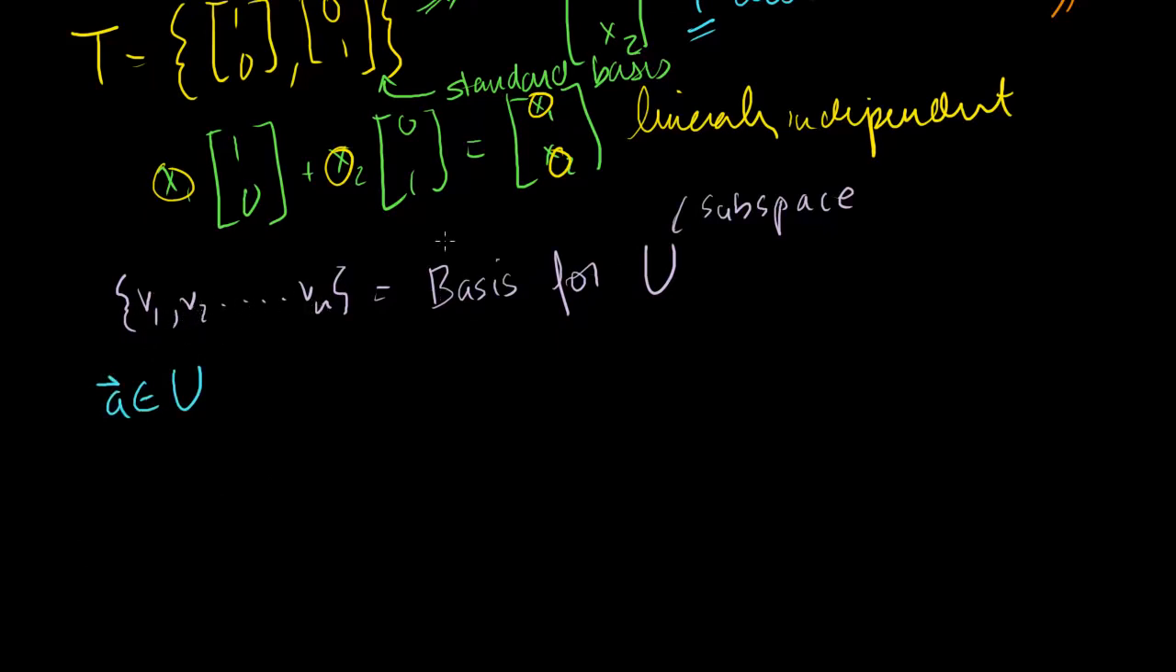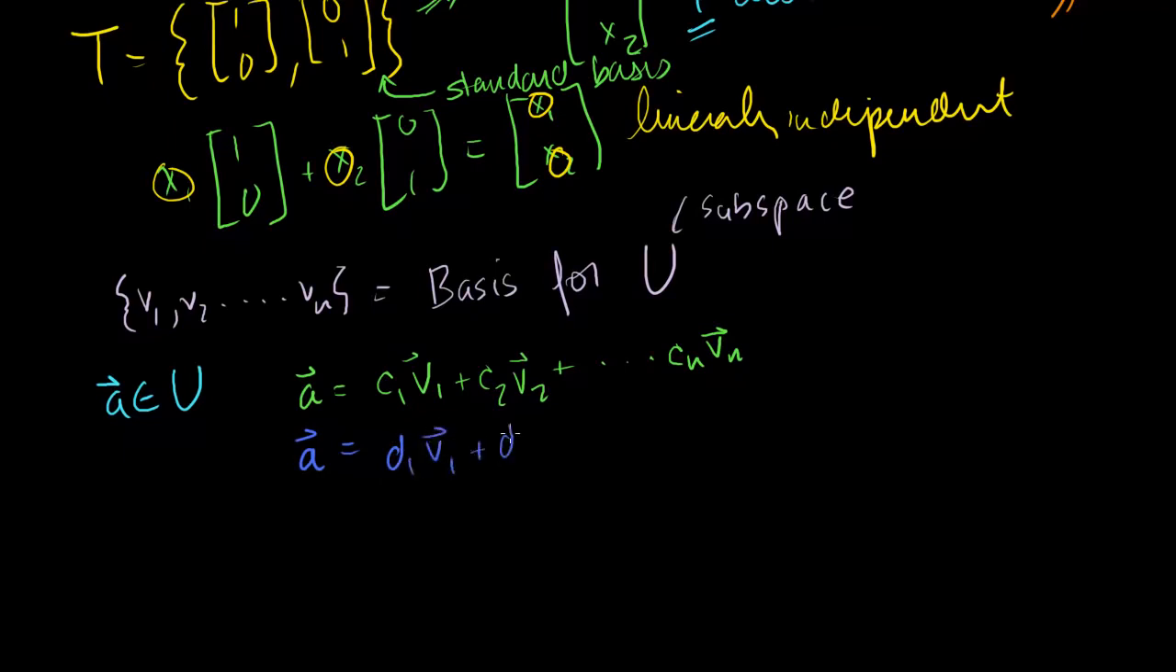That means that A can be represented by some linear combination of these guys, right? These guys span U. So we can represent our vector A as being c1 times v1 plus c2 times v2, these are vectors, all the way to cn times vn. Now I want to show you that this is a unique combination. To show that, I'm going to prove by contradiction. Let's say there's another combination. Let's say I could also represent A by some other combination, d1 times v1 plus d2 times v2 all the way to dn times vn, right?